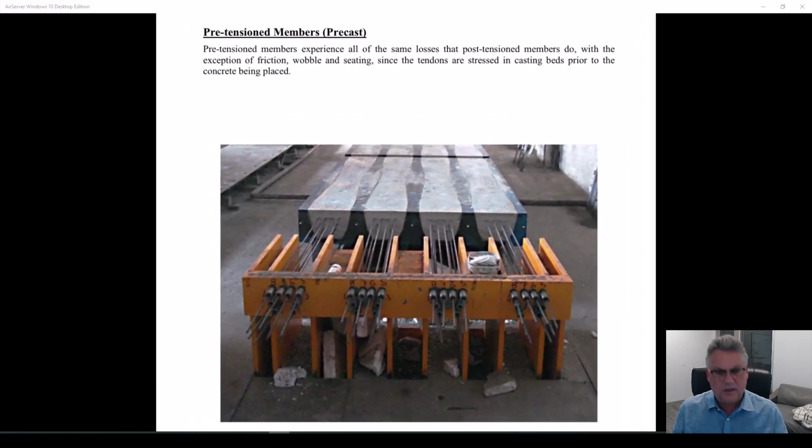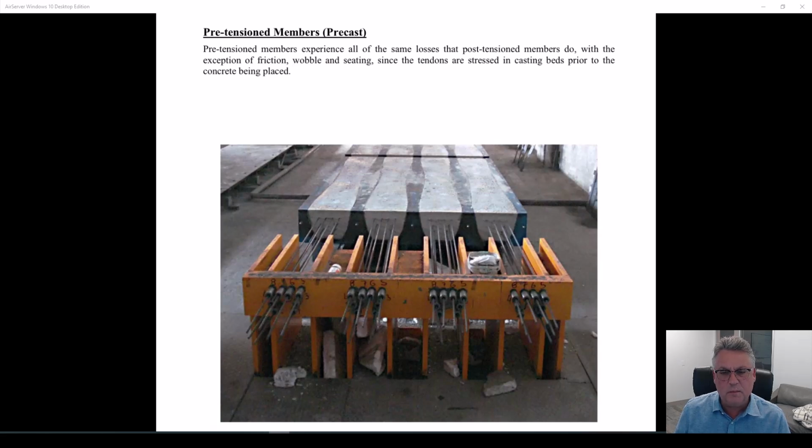Pretensioned members have losses too. They are a little bit different. They experience all the same losses, but they don't have the friction loss because they are not in a greased and sheathed plastic environment. They really don't have the wobble because most of the time the precast members have straight tendons, straight strands.